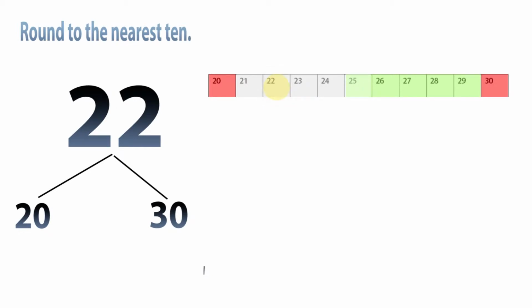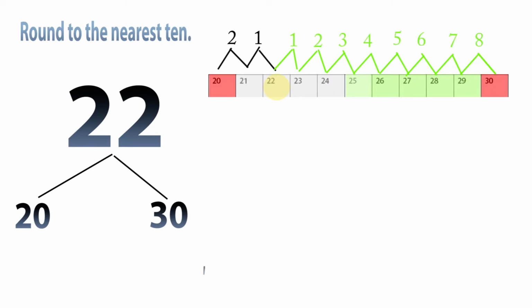Now let's find out how far away from 20 22 is. So we count backwards to the smaller multiple of 10. And we find that it is 2 numbers away. 22 is 2 numbers away from 20. Now, let's count up to the next possible answer, which is 30. And we see that 22 is 1, 2, 3, 4, 5, 6, 7, 8 numbers away from 30.